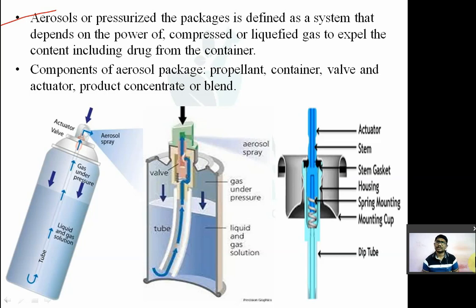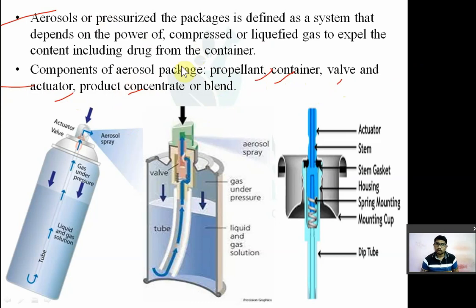What are the different components of this aerosol system? Your aerosol system will have different components. First will be your propellants, then container, then valve, then actuator, then product concentrate. Except for the product concentrate, all of these, like propellant, container, valve and actuator, are the job of your packaging department.